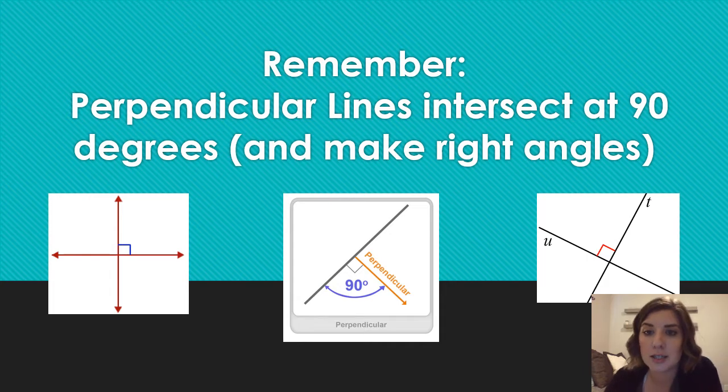Perpendicular lines intersect or cross at a 90-degree angle. And mathematicians put this little box in the corner to show that it's a 90-degree angle. So if you see that, you know you have perpendicular lines and you know you have a right angle.